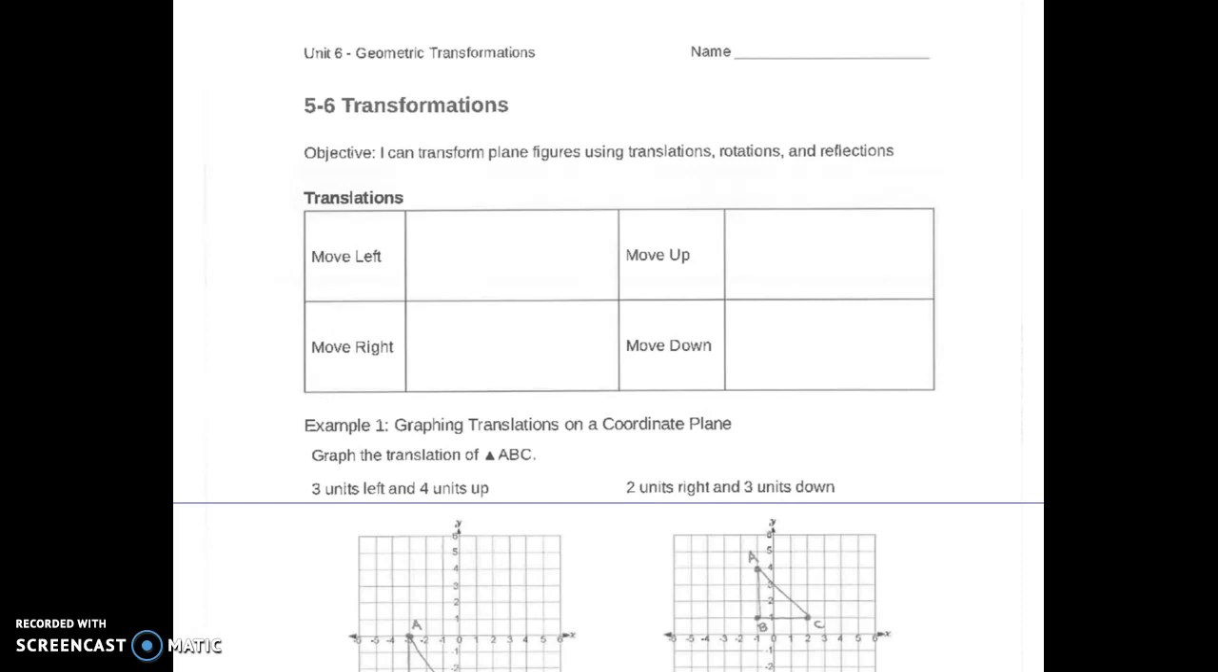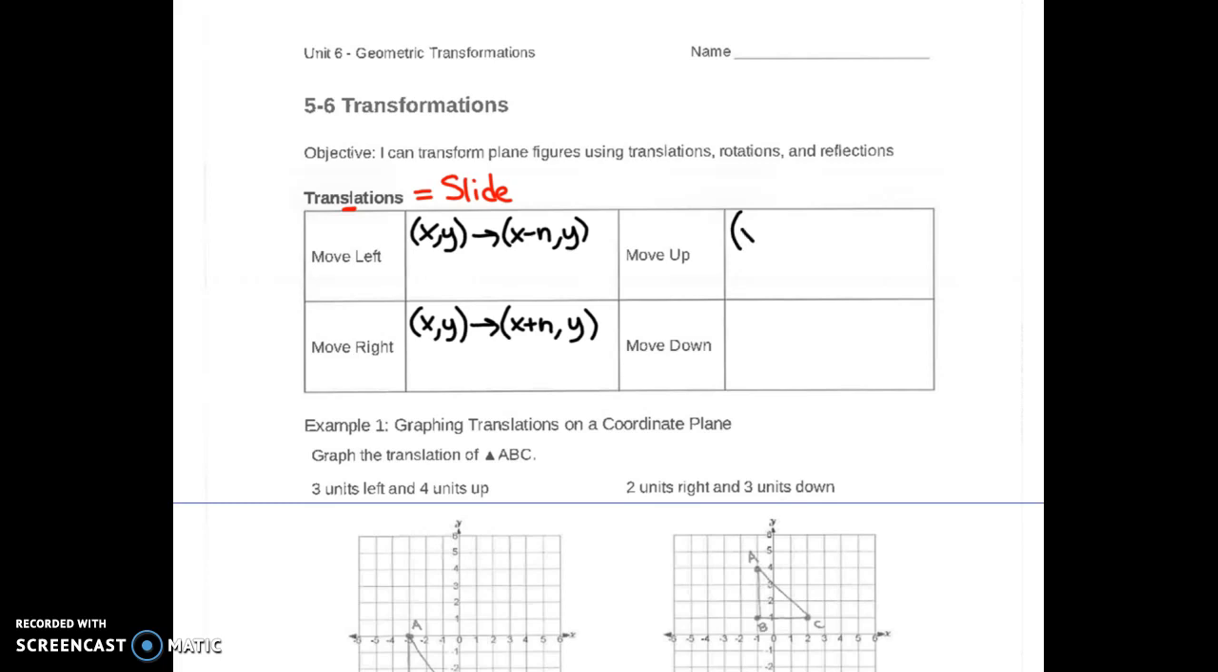So a translation, we look at these SL right here. That's going to stand for slide. And we're just going to move it. So move left, which is going to be XY, it's going to become X minus N, Y. Move right, XY is going to be X plus N, Y.